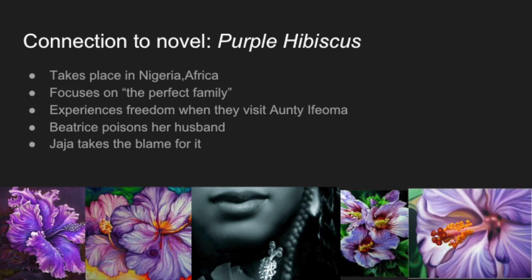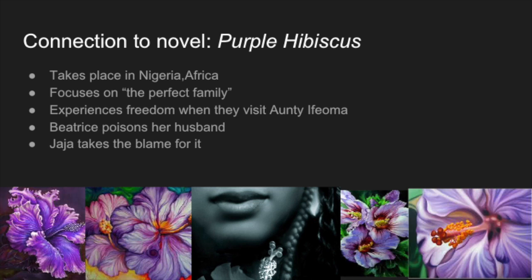For a connection to a novel that we've read this year, we chose Purple Hibiscus. And just to review, Purple Hibiscus takes place in a small village in Nigeria. According to everyone else in the village, the Achike family is perfect. Beatrice and Eugene have the perfect marriage with the perfect children who are at the top of their class and are regular churchgoers. However, behind closed doors lives a broken, abusive family.